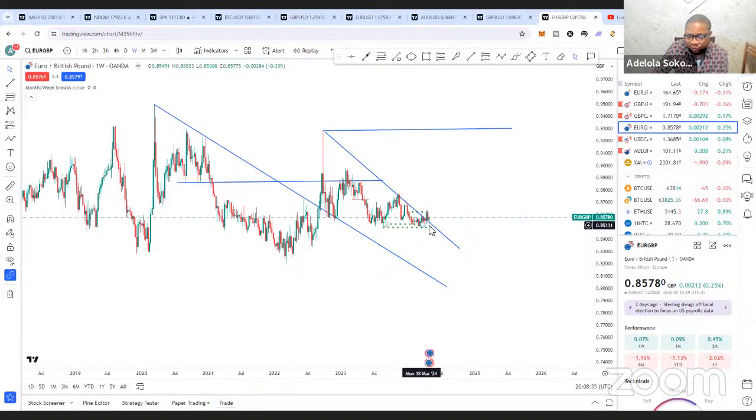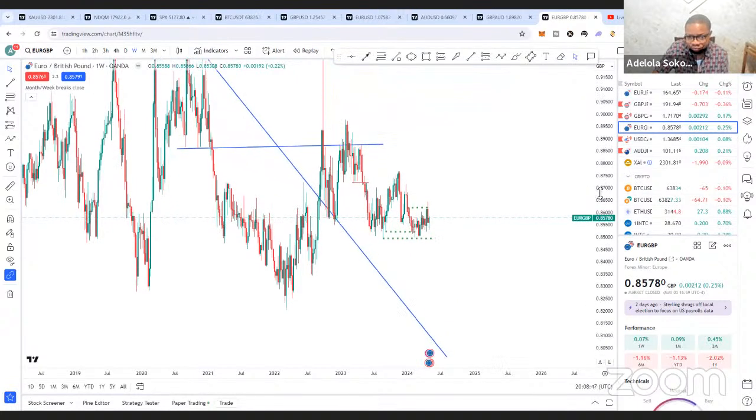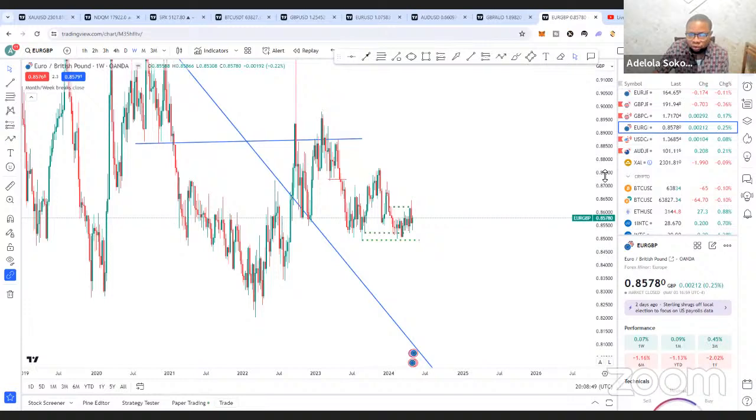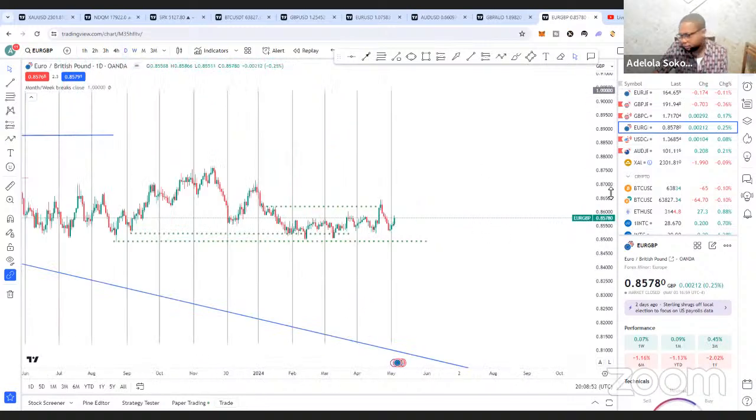But in the interim, if you are buying, you just know that you are counter trading. You are going against the major trend. That's what you are doing. So you want to be careful. Okay. All right. So that's Euro GBP.